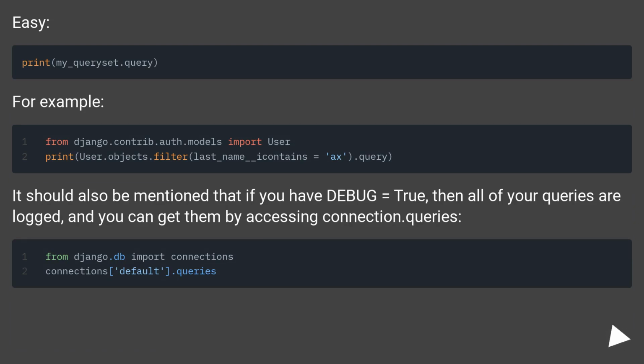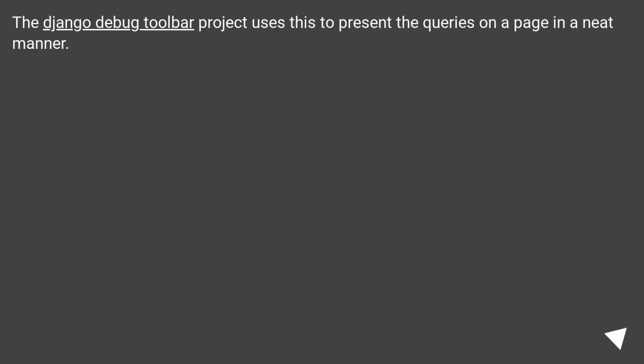it should also be mentioned that if you have DEBUG equals True, then all of your queries are logged, and you can get them by accessing connection.queries. The Django Debug Toolbar project uses this to present the queries on a page in a neat manner.